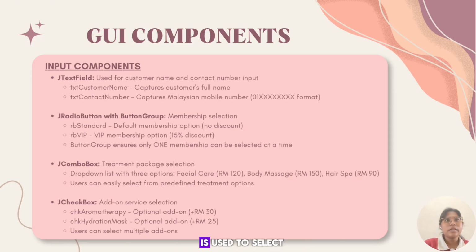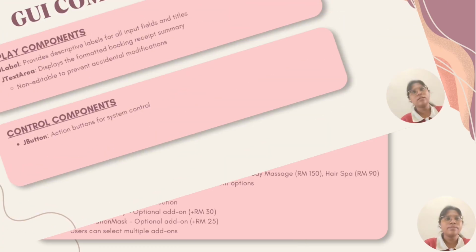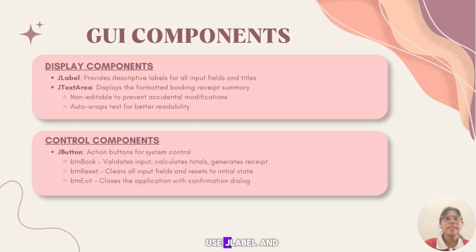The JComboBox is used to select the treatment package. It contains three options, which are facial care, body massage, and hair spa. The JCheckBox is used for optional add-on service. User can select aromatherapy, hydration mask, or both. For display component, we use JLabel and JTextArea. JLabel provides clear description for the input field, while JTextArea displays the booking receipt summary. The receipt area is non-editable, so user cannot accidentally change the generated information.